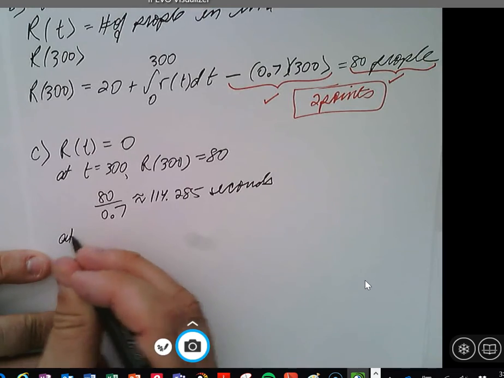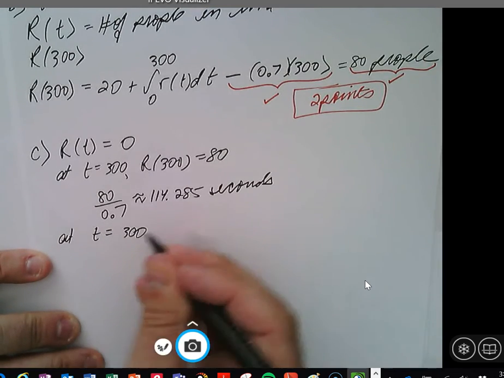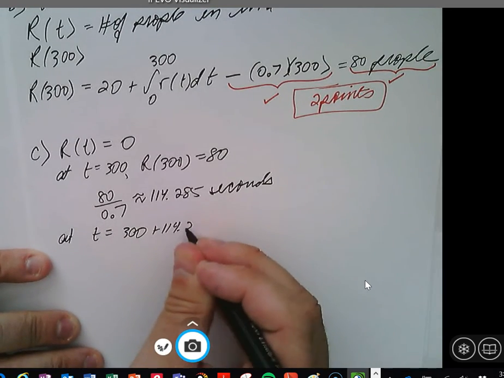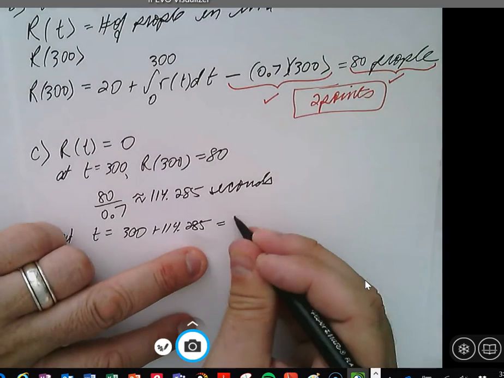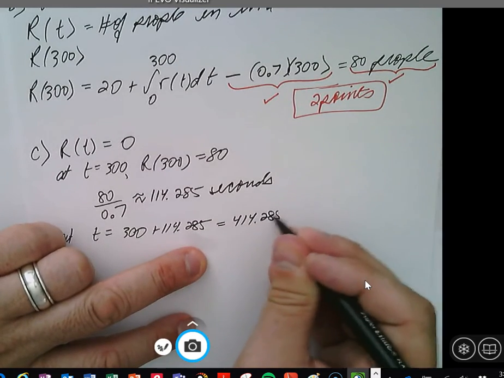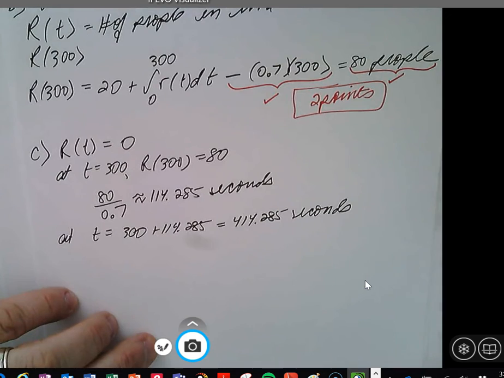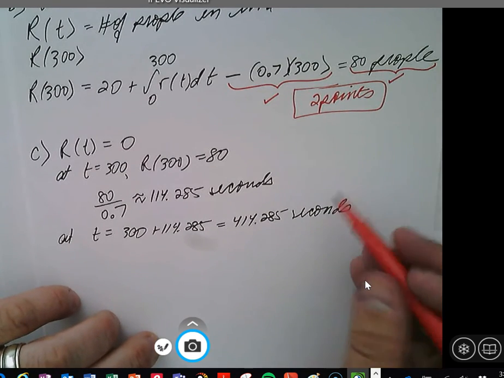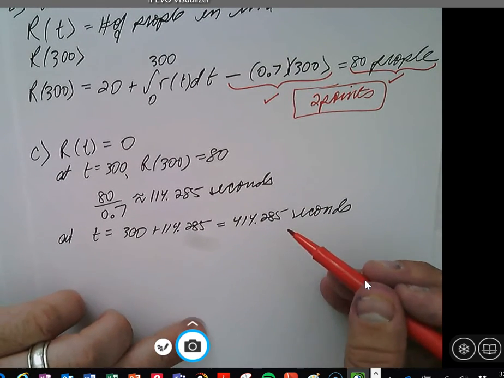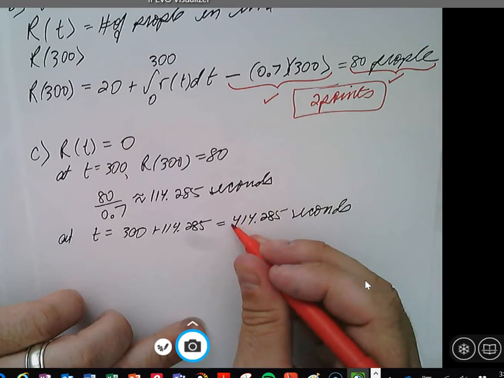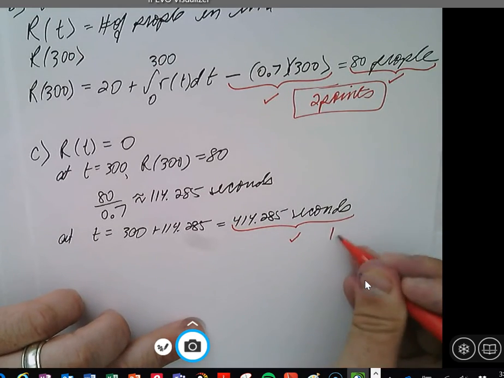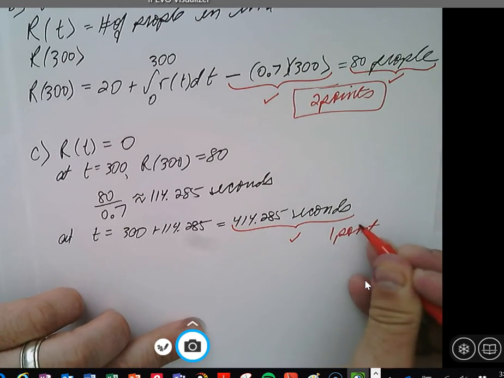So what I would have to say is it's going to be at t equals 300 plus 114.285, which is 414.285 seconds. That would be the acceptable answer, or if you rounded, 414.286. That guy right there, College Board awarded 1 point.